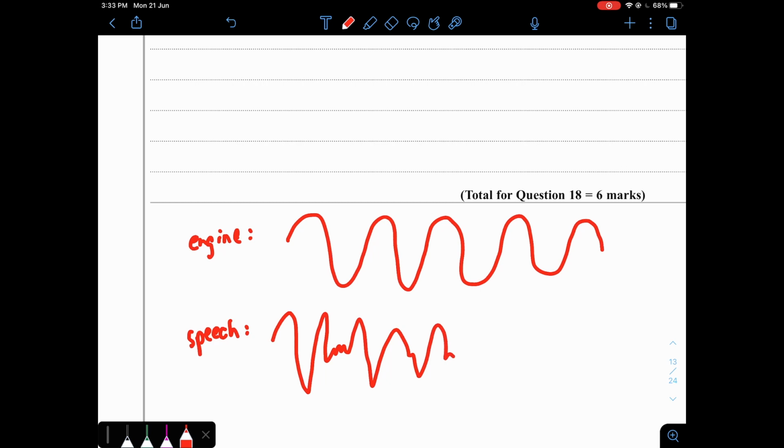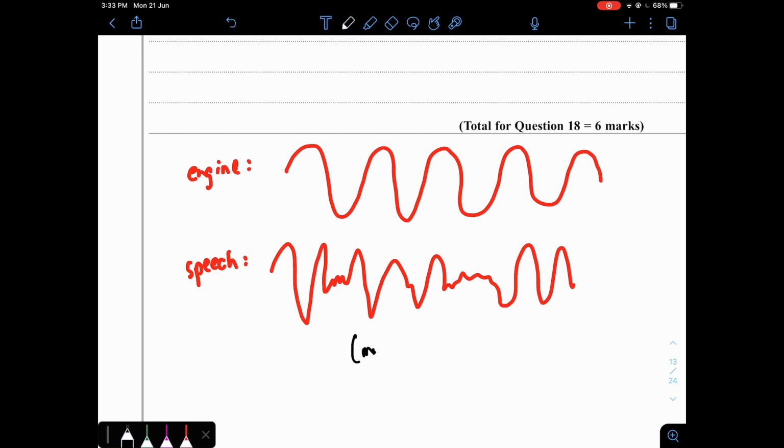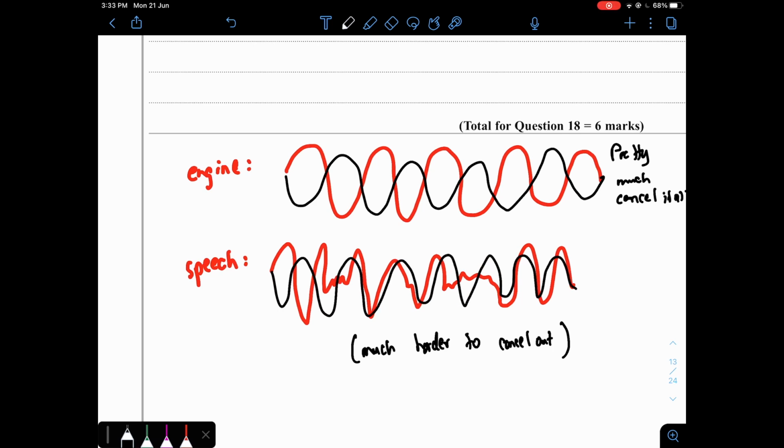It's hard to cancel out. Speech is much harder to cancel out, because one wave cannot just cancel all of this. But in this case, if we have one wave, it can pretty much cancel it all out. But in this case, it will not cancel all of it out. It will be difficult matching the signal.